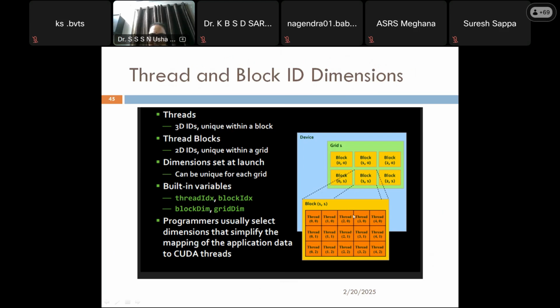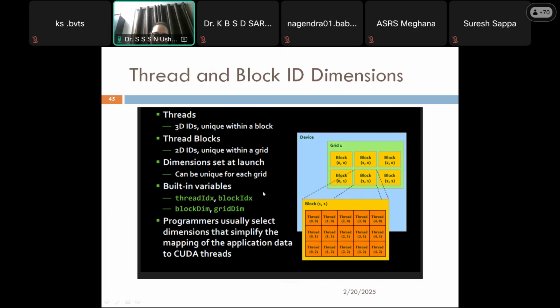So here in this case, if you take block 1,1, what does it contain? 1, 2, 3, 4, 5, 15. It consists of thread 0,0, 1,0, 2,0, 3,0. That means every thread is going to be identified like this with an index: 0,2, 1,2 and up to 4,2. In this way it is going to be identified, so we call them thread IDs.